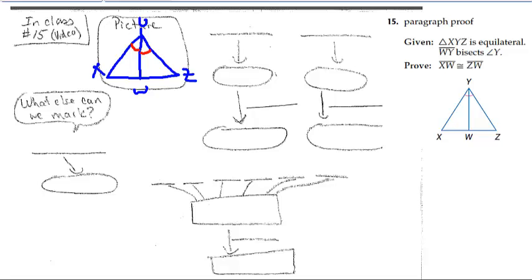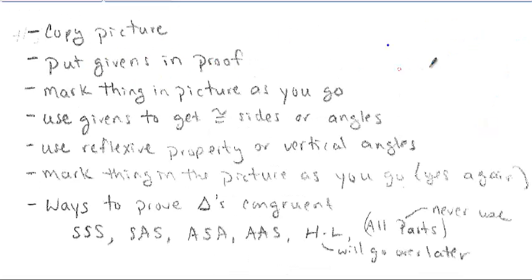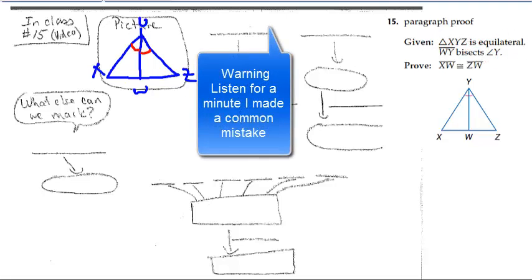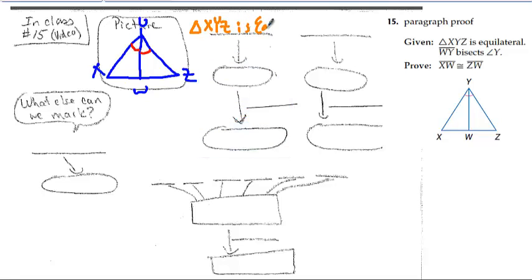The second thing you want to look at doing is put your givens in the proof. So I'm given that triangle XYZ is equilateral. So I'm going to put that up here in my proof. Triangle XYZ is equilateral. Oops, I'm putting that in the wrong spot.